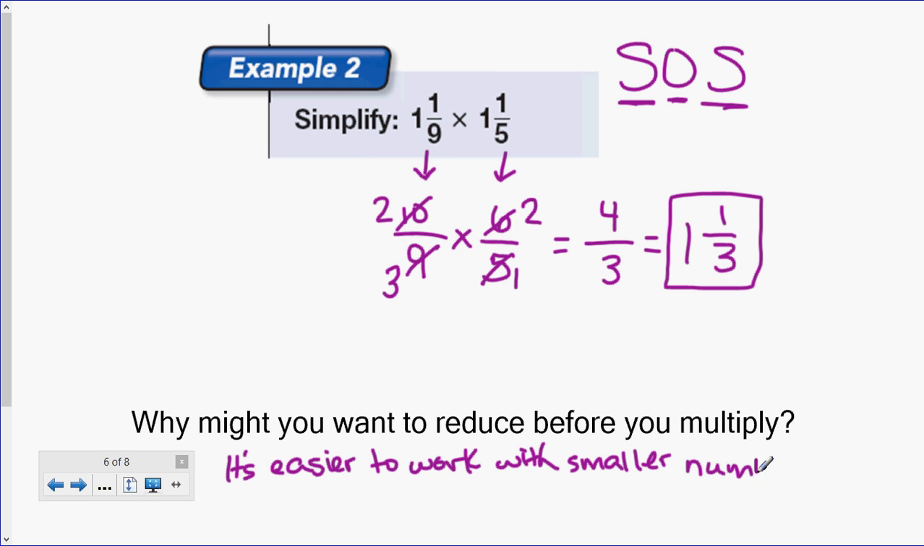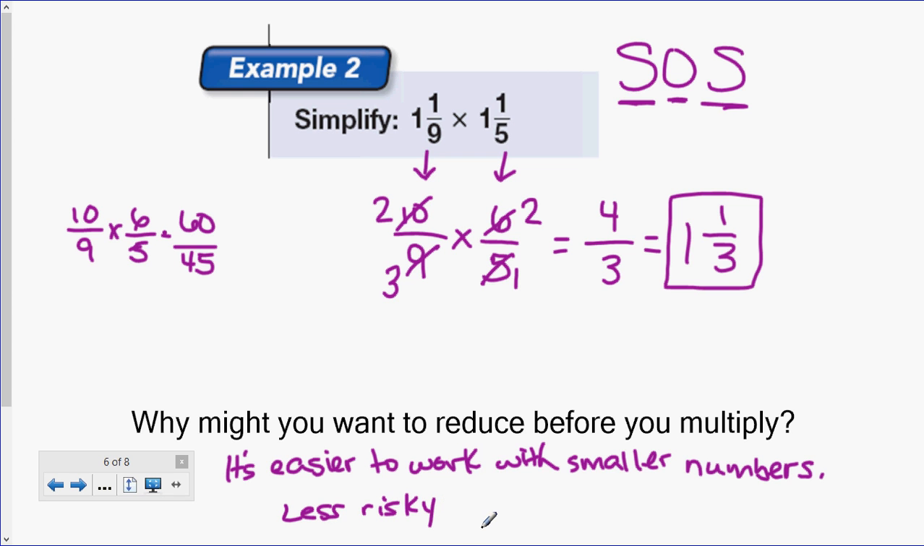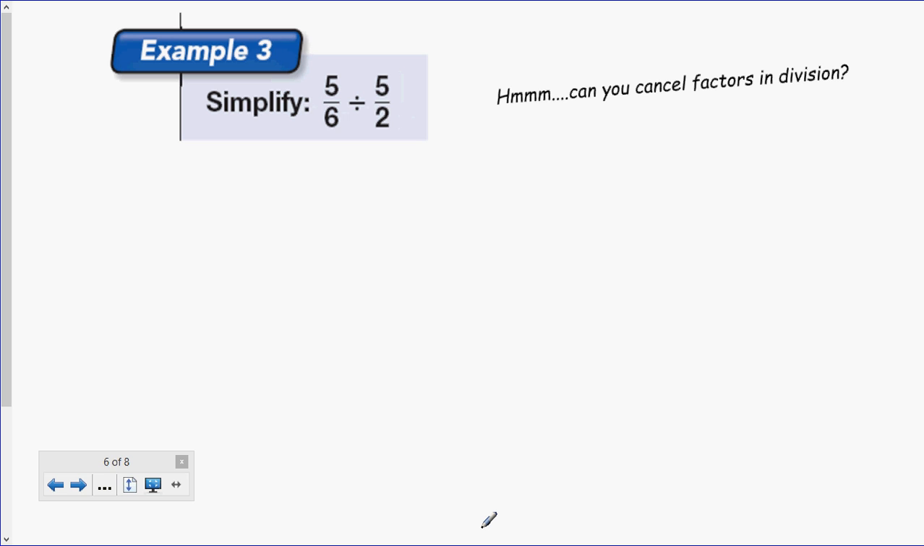So let me just show you if we had done this the other way. 10/9 times 6/5, you get 60/45. Now that's not horrible to work with, but it's a lot easier to reduce something like 4/3 and 10/5 and 6/9 than it is to reduce 60/45. I think it's less risky, less chance of making an error, so that's why it might be easier to do it this way. I truly feel this is easier. So it's a great lesson for you guys today.